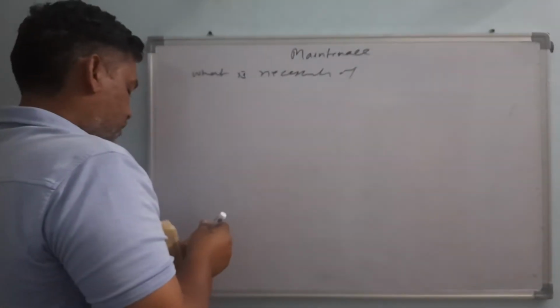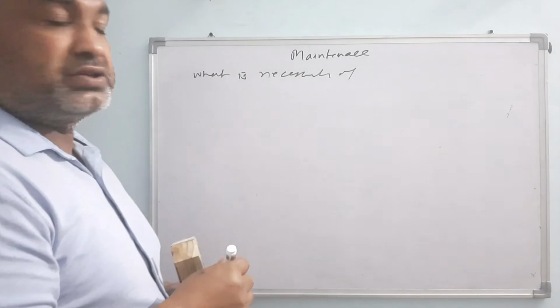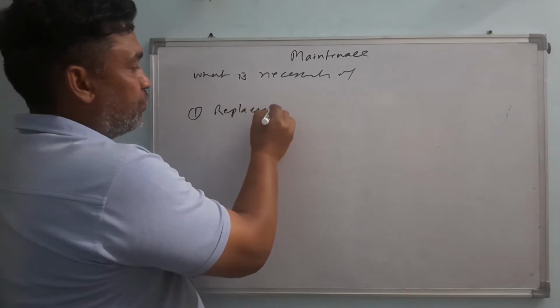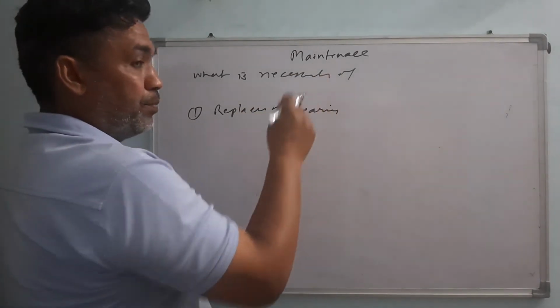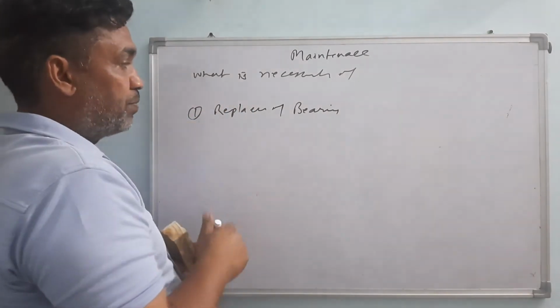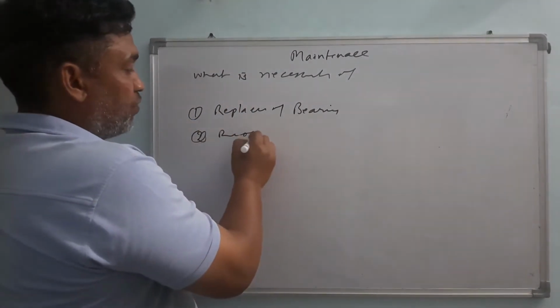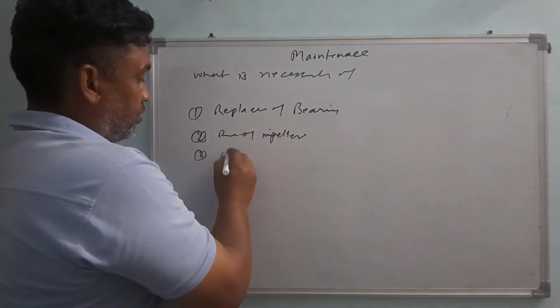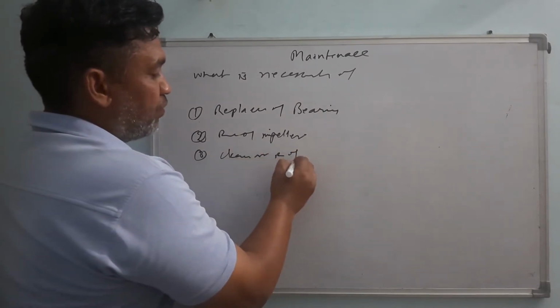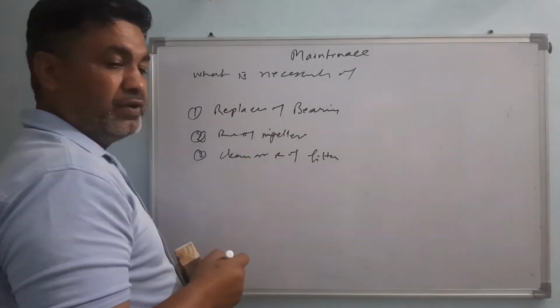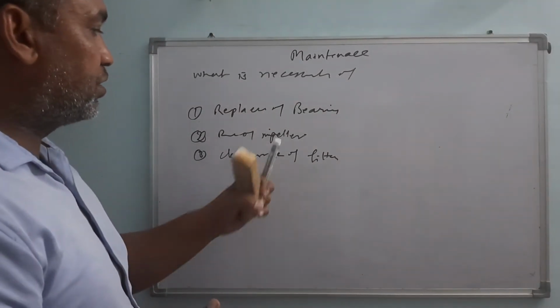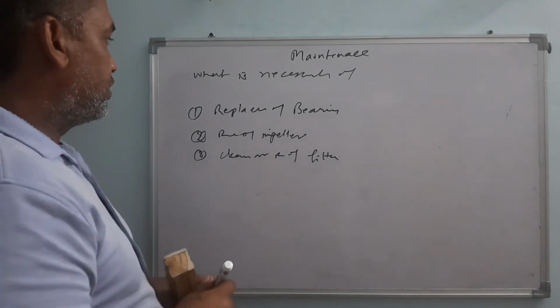The activity of this type of maintenance is more costly as compared to preventive maintenance. The activities of this type of maintenance are replacement of bearing, because if the bearing has any abnormal sound we need to replace it, replacement of the impeller of any pump, and cleaning or replacement of filter. If the filter DP goes to a high range, we need to clean or replace the filter.